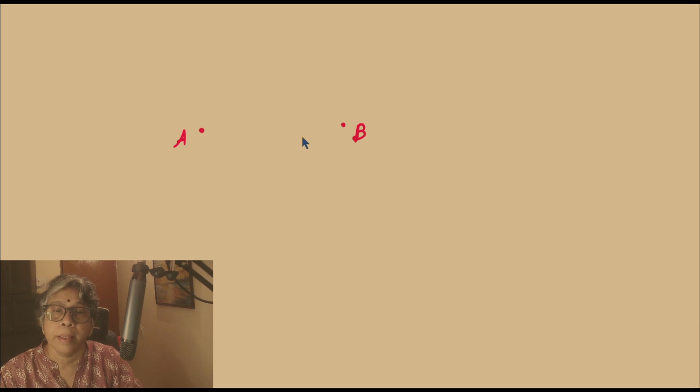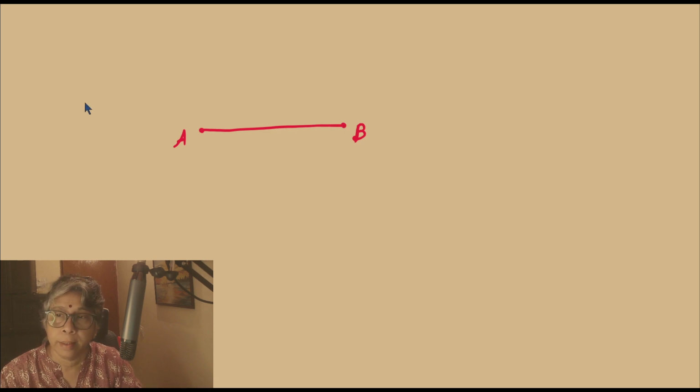Let's say we have 2 points on a surface. Consider these 2 points A and B on this surface. So this is point A and this is point B. By joining these 2 points, by joining point A to point B, we get a line. Now AB is called a line segment.